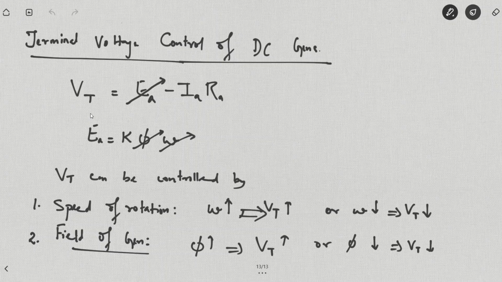We can do that by controlling EA, and EA can in turn be controlled by either changing the flux or the speed of rotation. The speed of rotation is more or less constant because unless there's a gear mechanism connected to the prime mover, we will not be able to change it. But as far as the field of the machine goes, we can easily increase or decrease the field voltage to change the flux. So that's it for this session. In the next session, we'll be studying the shunt DC generator.